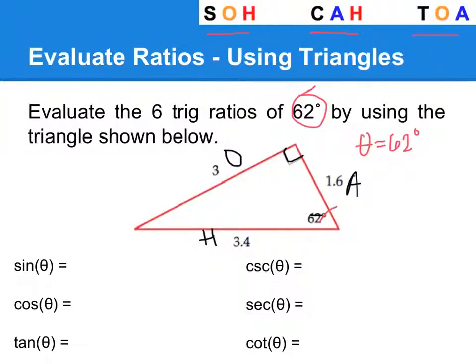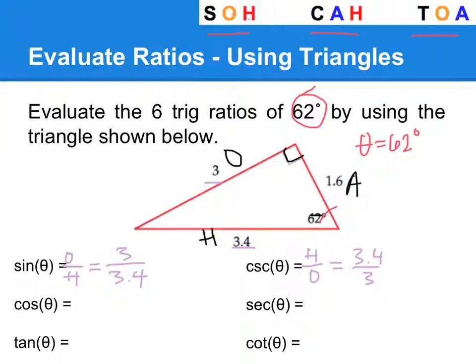So after you label all your sides to make sure that we are doing it correctly, let's start off with the work. So sine of theta, or sine of 62 degrees, is going to be the opposite over the hypotenuse. So opposite over hypotenuse. In this case, the opposite is 3. Hypotenuse is 3.4. So 3 over 3.4. Very similarly, cosecant is going to be the hypotenuse flipped over the opposite, or 3.4 over 3. Go ahead on your calculator, solve this by yourself to make sure that you know how to do it.